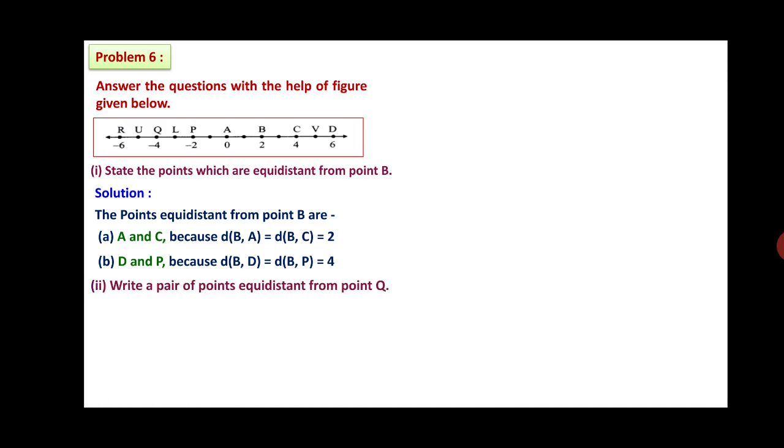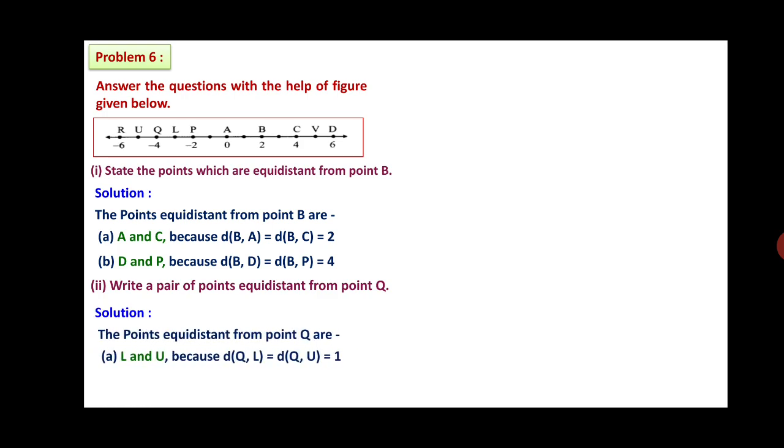Write the pair of points equidistant from point Q. We are getting the points equidistant from this point Q, number 1, that is L and U. L and U both are at 1 unit from the point Q. Point P and R, since the distance between PQ and QR are 2 units, therefore these 2 points are said to be equidistant.